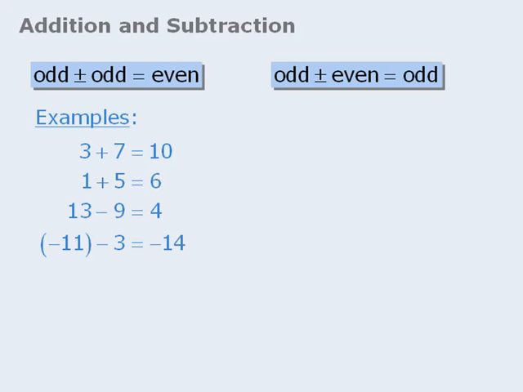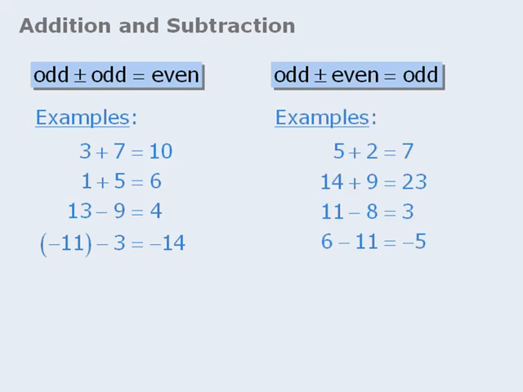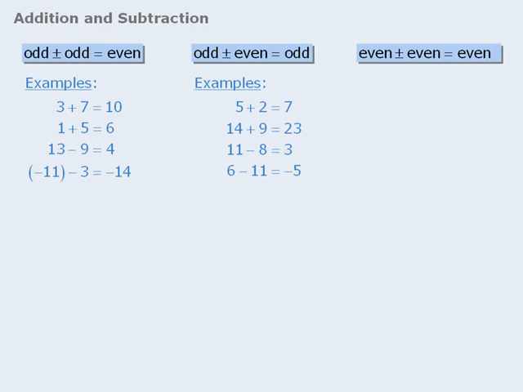The next rule says that if you add or subtract an odd number and an even number, the result will always be odd. These examples illustrate this rule. The last rule says that if you add or subtract two even numbers, the result will always be even, and you can see this in the following examples.